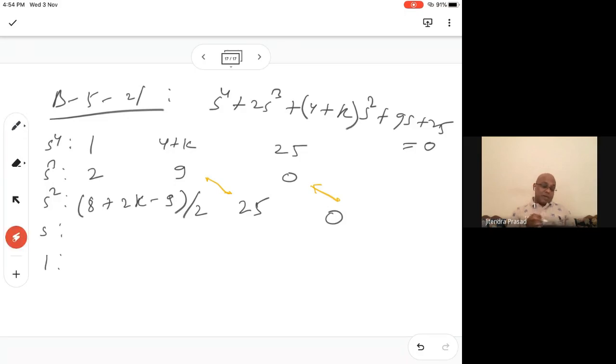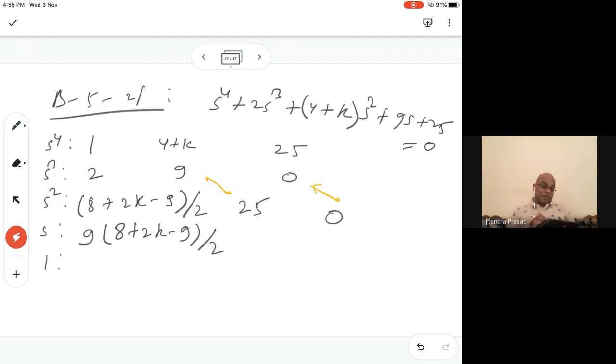Yeah. So next we are going to find out the value here, and this will be this multiplied by this, minus this, divided by this. Okay, this is complicated. So we write 9, so this multiplied by this. So 9 times (8 plus 2k minus 9) divided by 2. So this is our 9 multiplied by this, right?